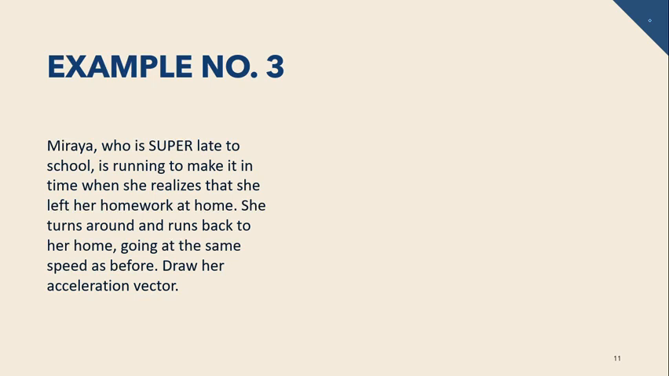Example number 3. Mariah, who is super late to school, which is a common occurrence, is running to make it in time. She's running to the right when she realizes that she left her homework at home. She turns around and runs back to her home, going the same speed as before. Draw her acceleration vector. Before we start this problem, there's one key term that you have to notice. She turns around. Whenever a person or an object turns around or changes the direction of their motion, they briefly come to rest. And we're going to show you a video of Mariah running to prove this.